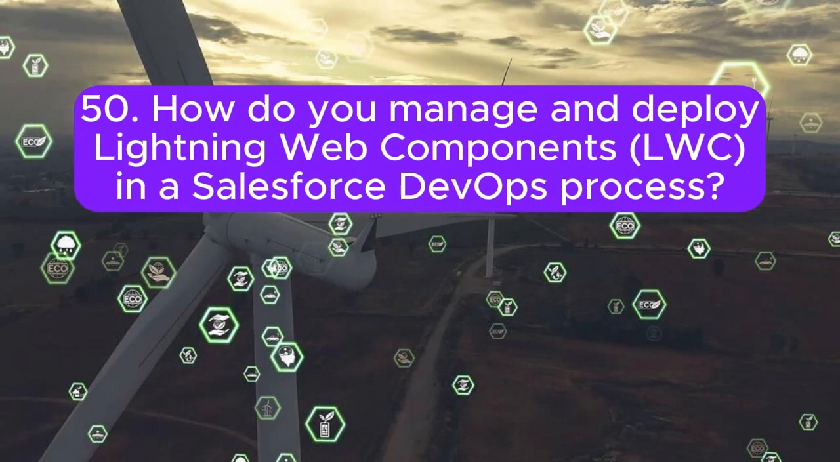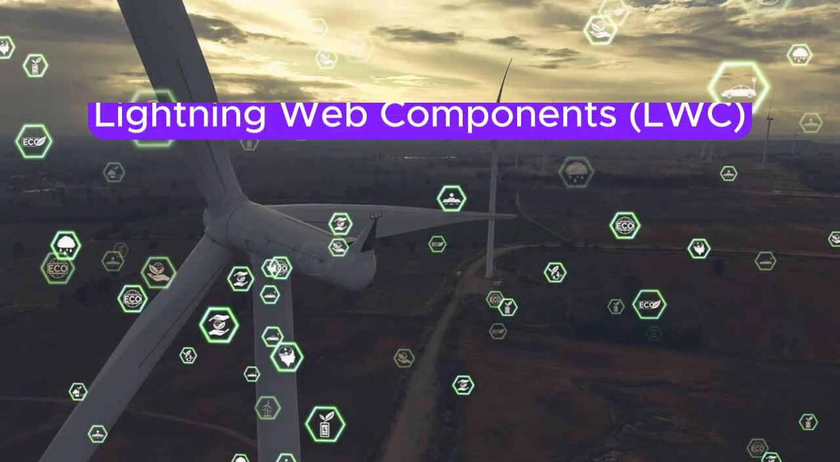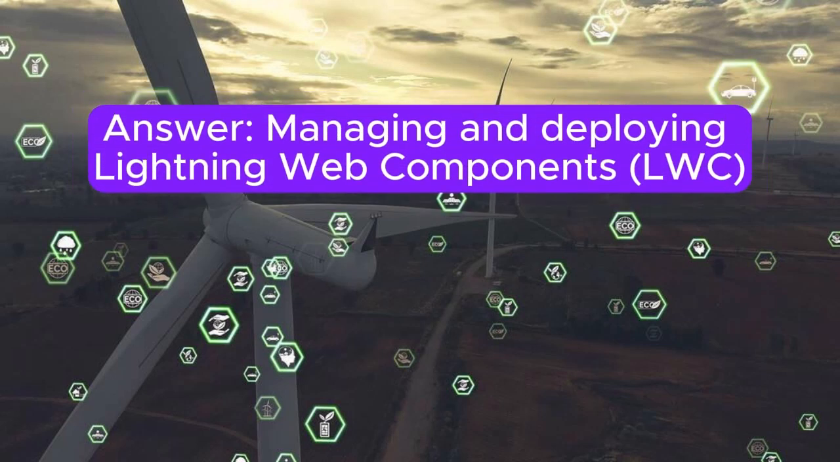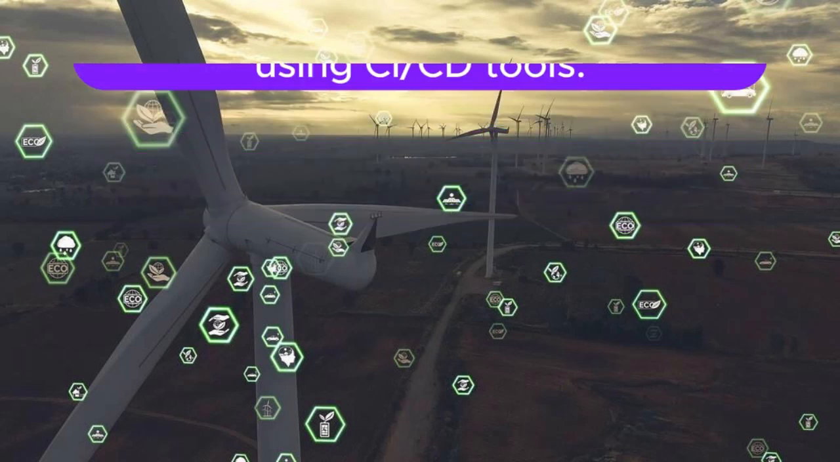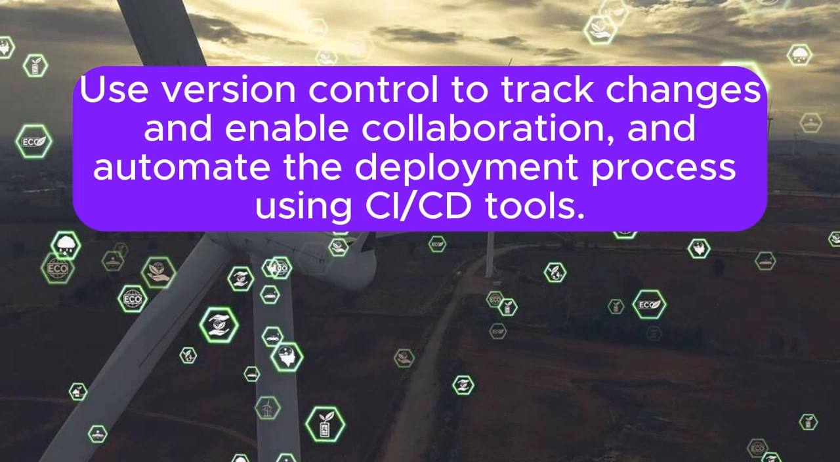50. How do you manage and deploy Lightning Web Components (LWC) in a Salesforce DevOps process? Answer: Managing and deploying Lightning Web Components (LWC) in a Salesforce DevOps process involves using Salesforce DX and the Metadata API to manage LWC source code and metadata. Use version control to track changes and enable collaboration, and automate the deployment process using CI or CD tools.